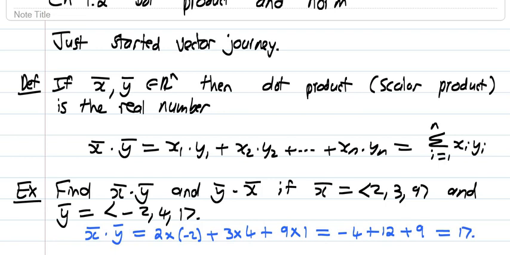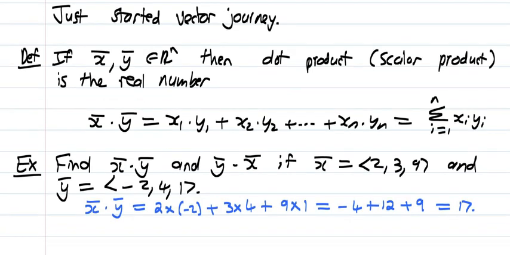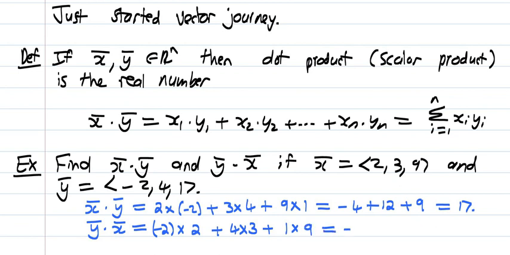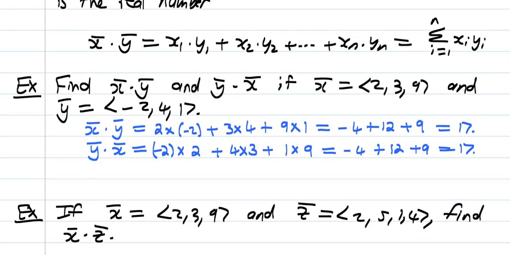Alright? So x was a 3D vector, y was a 3D vector, but x dot y evaluated to the number 17. Now let's do y dot x. Alright, so by definition, it's the first component of y times the first component of x plus the second component of y times the second component of x plus the last component of y times the last component of x, which is 9. So this works out to be minus 4 plus 12 plus 9, which also evaluates to be 17. Quite suspicious.